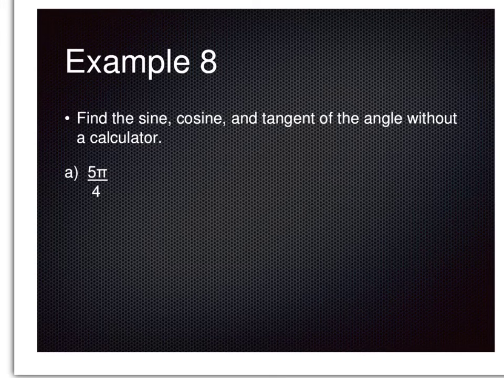Alright, here's example 8. It says find sine, cosine, and tangent of the angle without a calculator. Well, 5 pi over 4, I can think back to my unit circle. Think about where 5 pi over 4 is. Good, that's in quadrant 3. So let's draw a quick picture so we don't forget where it is.